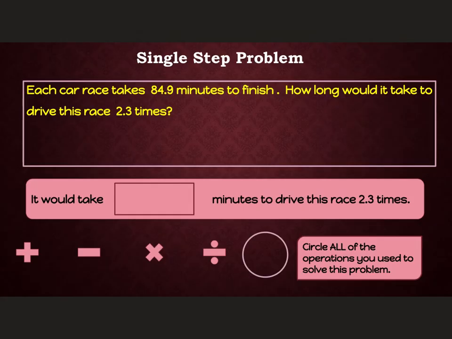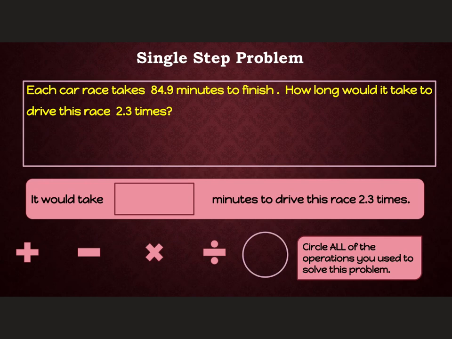And here we are at our last slide, and it is a single step problem as well. Each car race takes 84.9 minutes to finish. How long would it take to drive this race 2.3 times? Remember, decimals are okay in measurements, right? Length, weight, time can even have decimals, but decimals are not okay in physical objects: buses, people, tables, chairs. Can't have decimals of those. But just wanted to make that note.